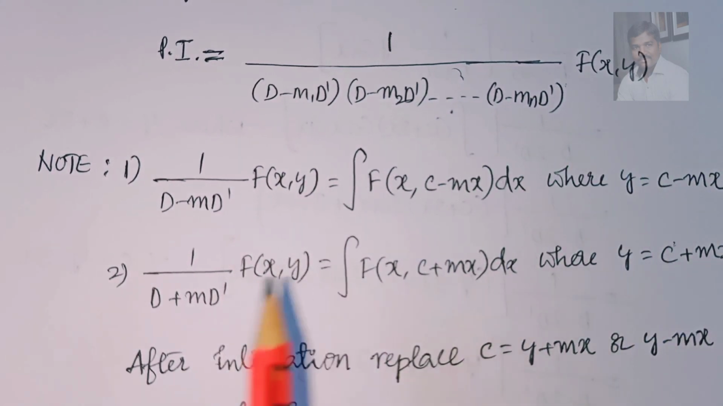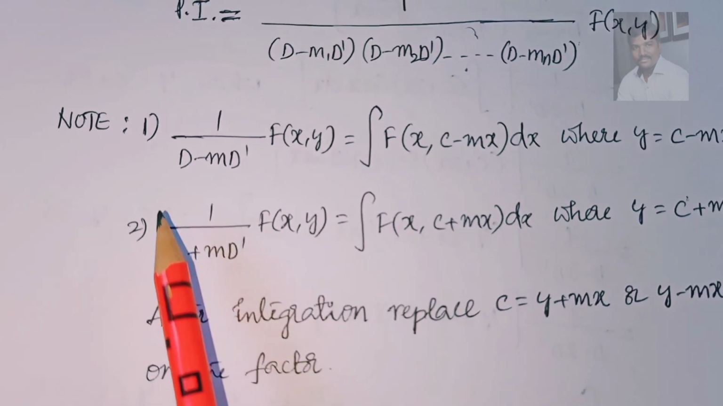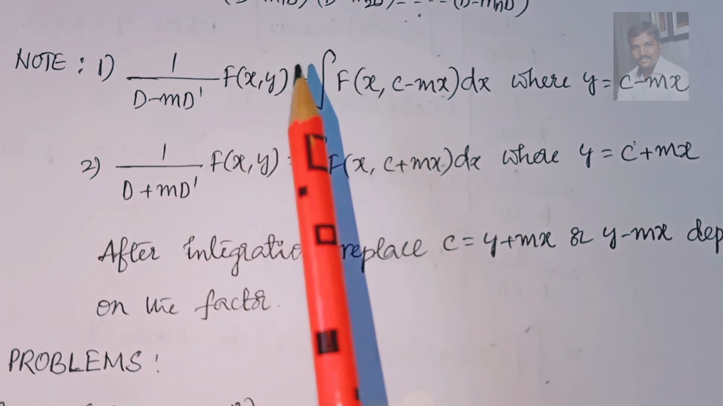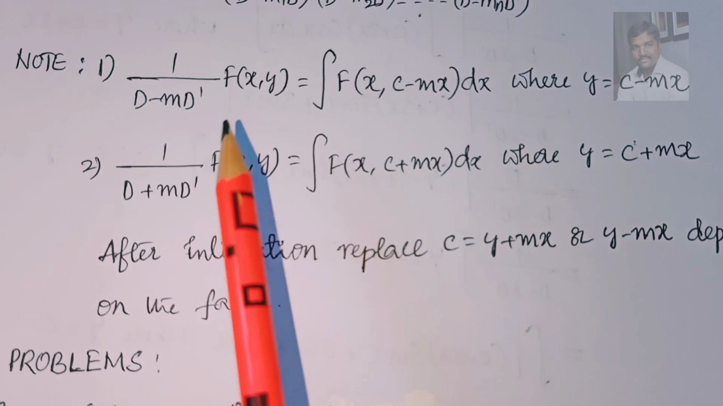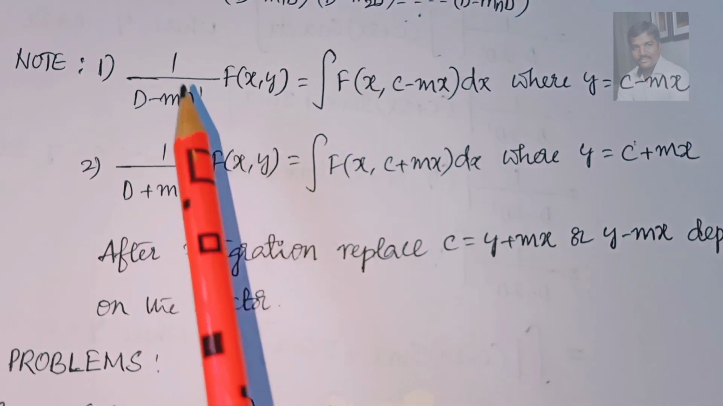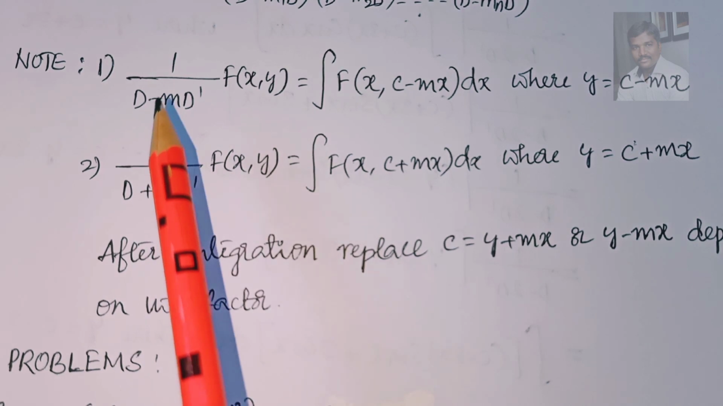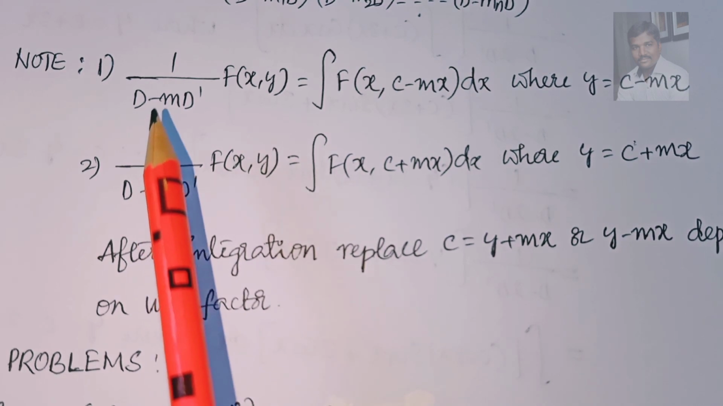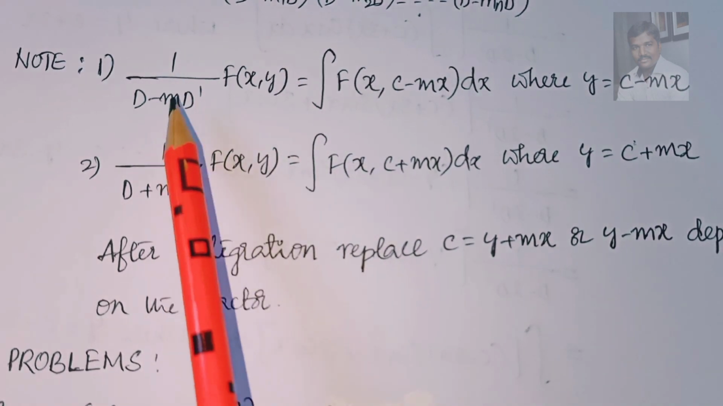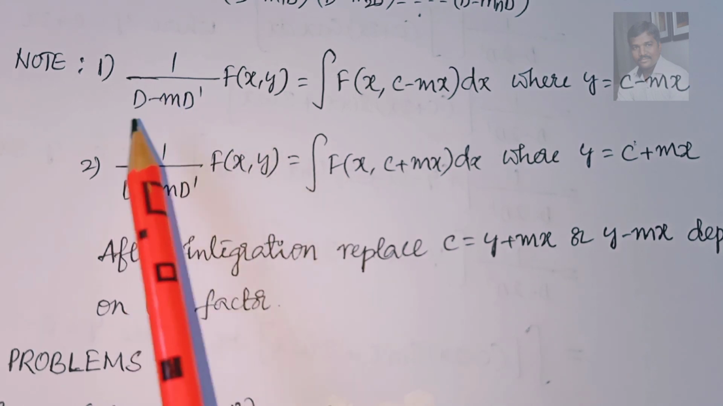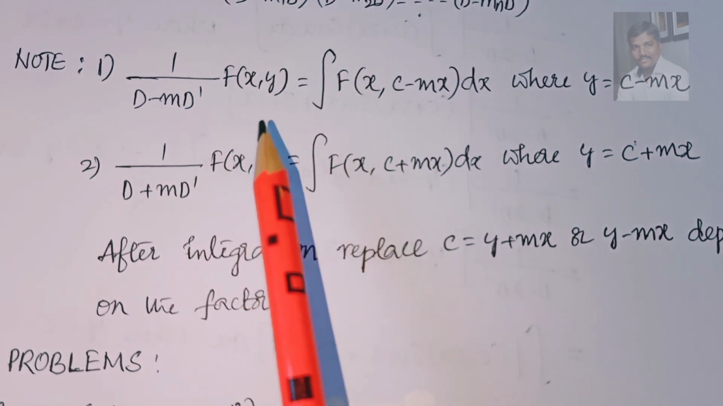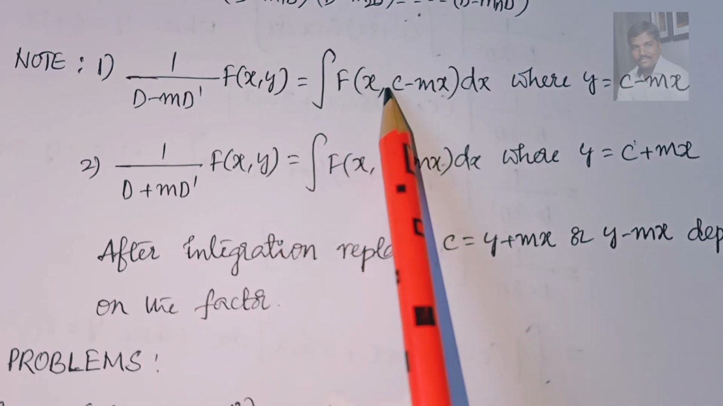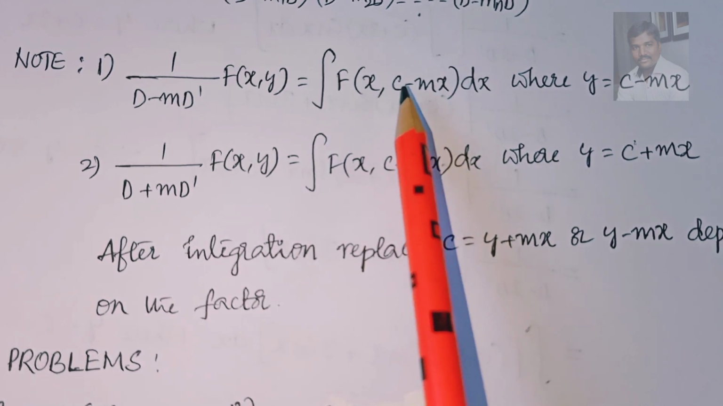But how to operate this? Take a look at this point, this is very important. How to operate 1 by (D minus m D dash) of f of x, y? Here we will try to assume this as a function of D only, taking D dash as some constant, just assuming. If it is 1 by D, you know that 1 by D is nothing but integration with respect to x. That means here you can see the integration of f of x comma y.